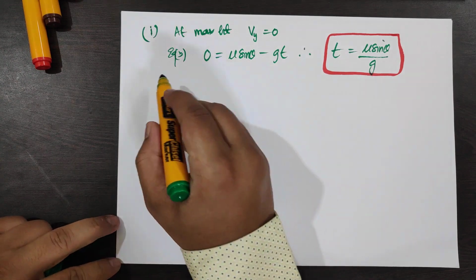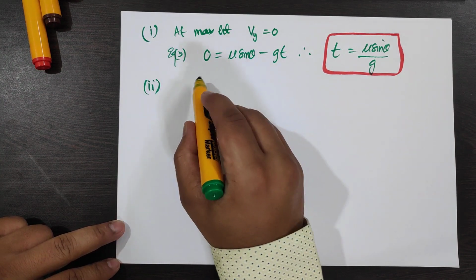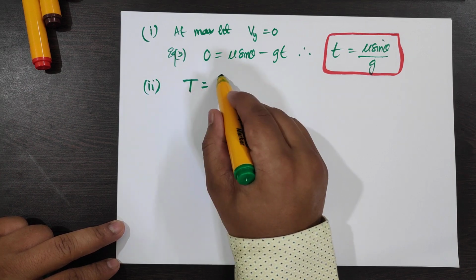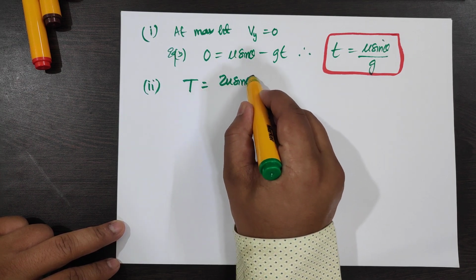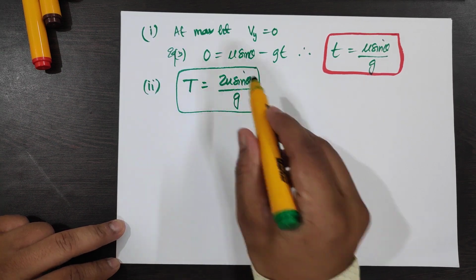Now next is the total time of flight. Actually we can write total time of flight is 2u sin theta by g from symmetry. Why? Because the time to go up equals the time to come down.